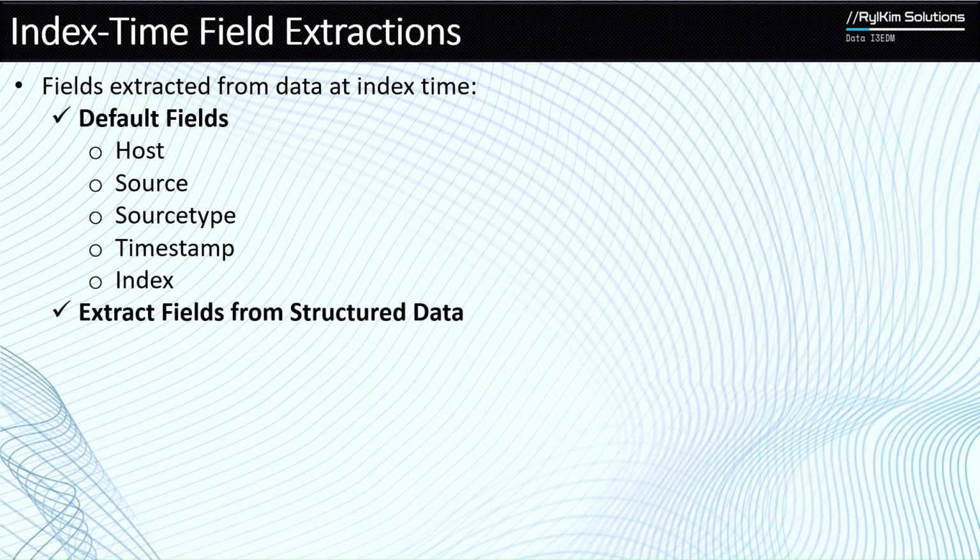Now, the second one is extract fields from structured data. We just saw structured data in the previous slide. You can automatically extract fields from structured data at index time. So if your data is CSV, JSON, PSV, and so on, and you are ingesting that data in Splunk, field extractions are automatically going to happen, because Splunk already has configurations built in that understand these structured data types. These field extractions are automatically performed for you, so that as you index that data, there's already meaning assigned to it. We saw CSV, JSON, PSV, and TSV as the big examples here.